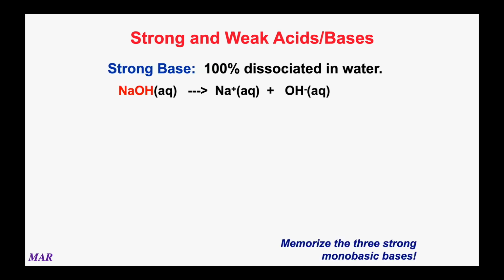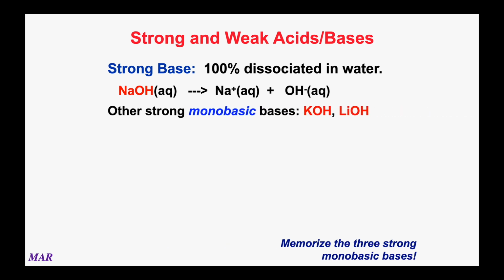Now, strong bases, like strong acids, dissociate 100%. Sodium hydroxide is an example of a strong base. It breaks down 100% into sodium ions and hydroxide ions. If hydronium is the way that you know an acid is an acid, hydroxide is the way that you know a base is a base. So every time you see hydroxide, that basically means that you're starting with something basic.